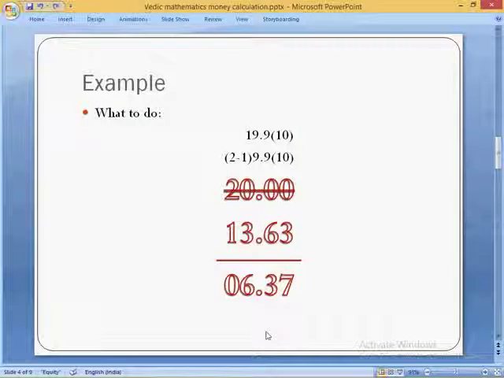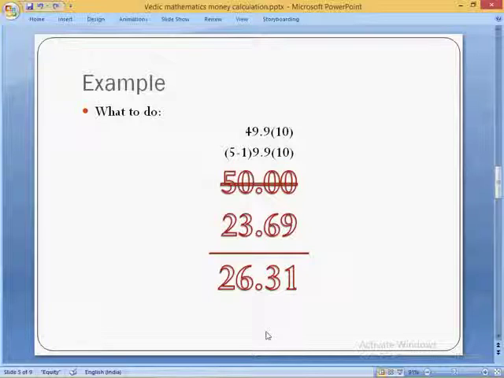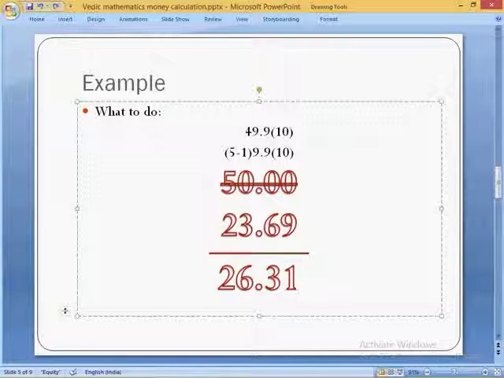Now let us try a few more examples. With a $50 note, first subtract 1 from the first digit, write 10 for the last digit, and for the remaining digits write 9. So it will make 4, 9, 9, 10. Now subtracting 2 from 4 is 2, subtracting 3 from 9 is 6, subtracting 6 from 9 is 3, and subtracting 9 from 10 is 1. So your balance is 26.31.